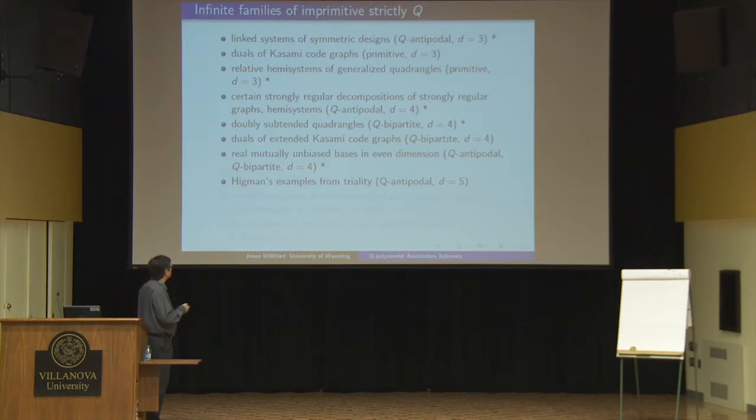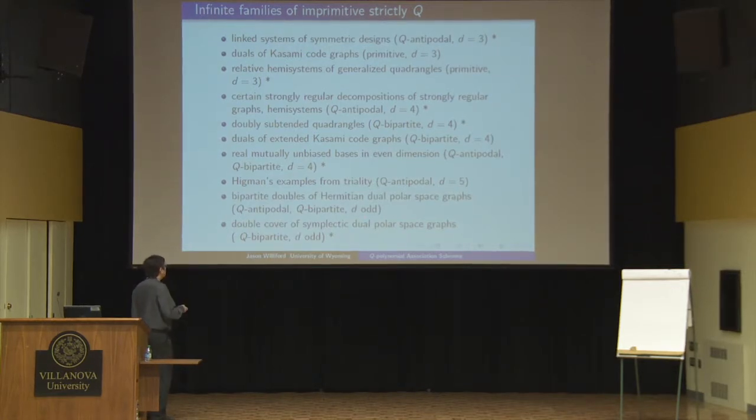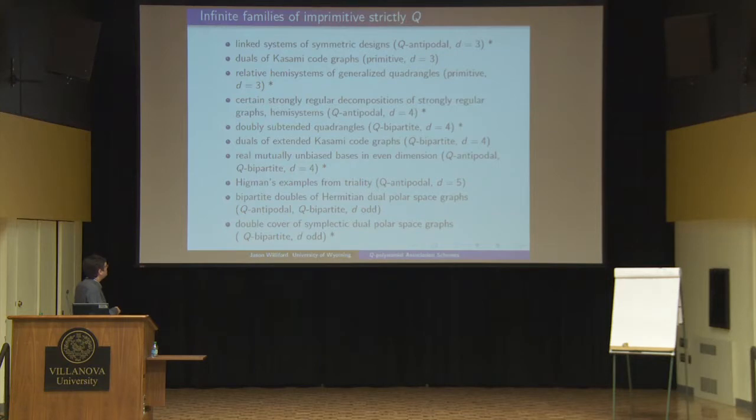Higman has some examples from triality, which give us d equals 5 Q-antipodal schemes. And then also there are infinite families with d odd. This one has an asterisk, though, because this is a recent discovery that I'll mention at the end. So here are the infinite families when it's Q but not P. And many of them have had some kind of recent results associated with them. And so what I wanted to do after I get through talking about a few sporadic examples is just focus in on what's going on for these particular examples.